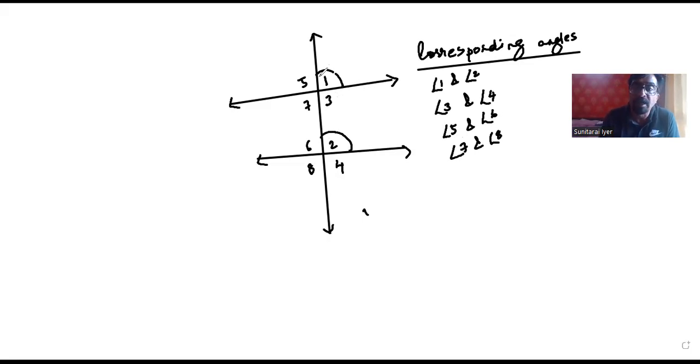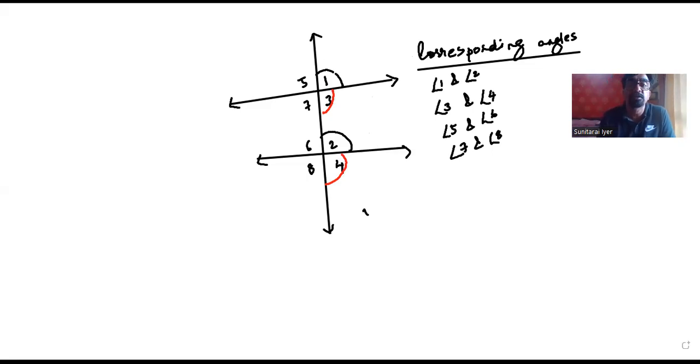Angle 1 and angle 2 are corresponding angles. In the same way, children, just have a look at this. Angle 3. Can you see this red color marking? Angle 3. Then comes 2. Forget it. 3 and 4 are corresponding angles. Got it? So the black angles are corresponding angles. The red angles are corresponding angles.